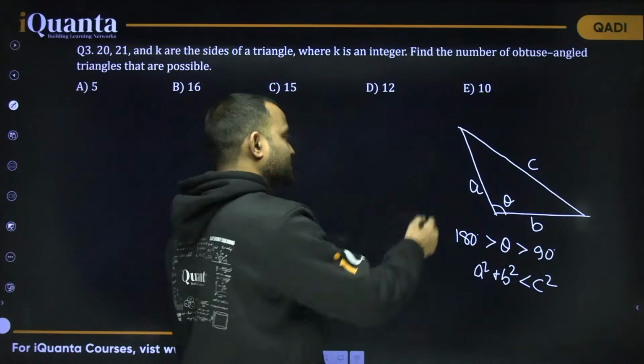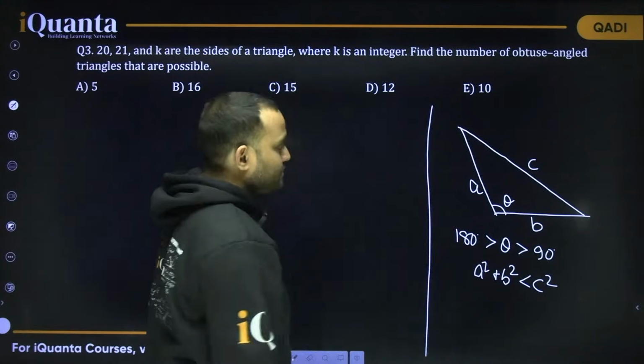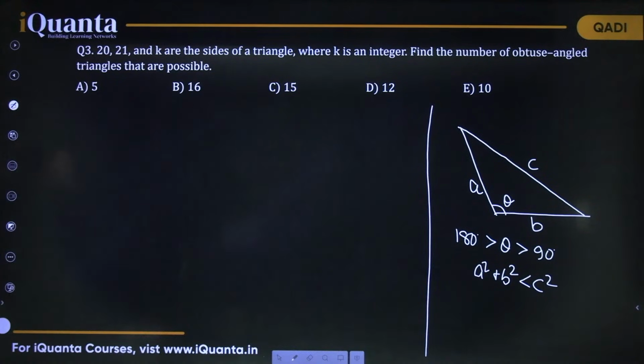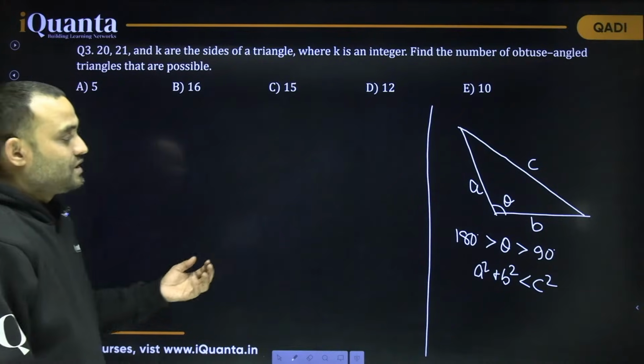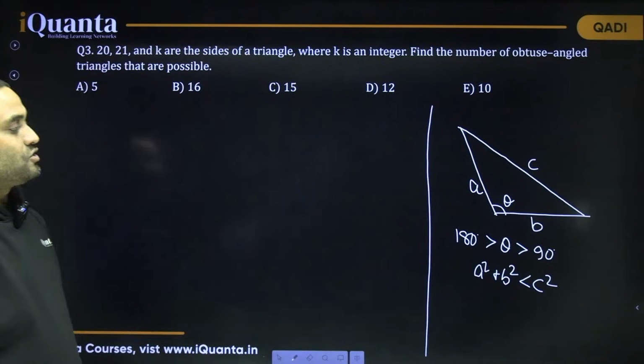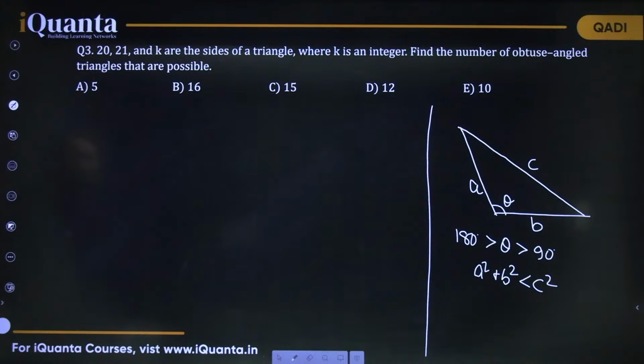This is the concept that will be used here. If you were not present in yesterday class, we had a revision and we discussed this, that in any obtuse angle triangle, this is the relation between the sides we get. A square plus b square is less than c square. Of course, c will be the greatest side because theta is the greatest angle. There can only be one obtuse angle in any triangle.